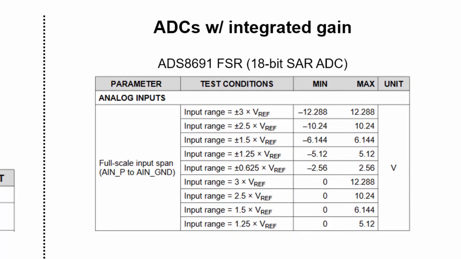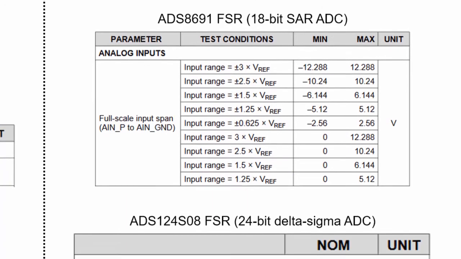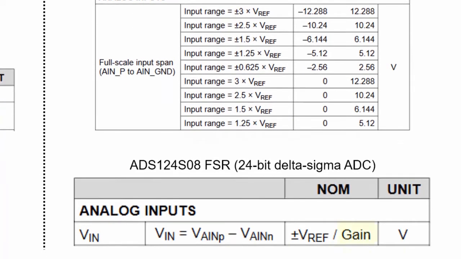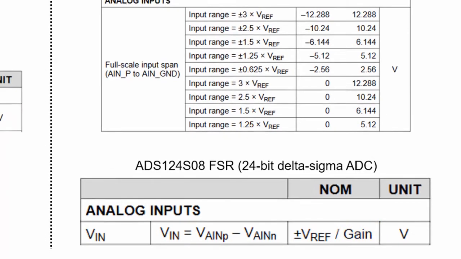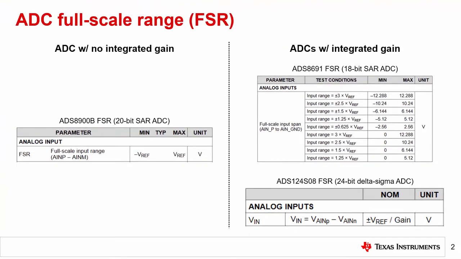For the ADS8691, the scaling factor is numeric and corresponds to the different input ranges shown, assuming Vref equals 4.096 volts, while the ADS124S08 just uses the variable gain in its FSR equation since this ADC includes 8 programmable gain settings. Both devices show that larger gains equate to smaller allowable ADC input ranges. This makes sense intuitively since amplifiers are often used to gain up small input signals and use more of an ADC's FSR. Finally, it is important to note that these FSR values are referred to the input, not output of the ADC.